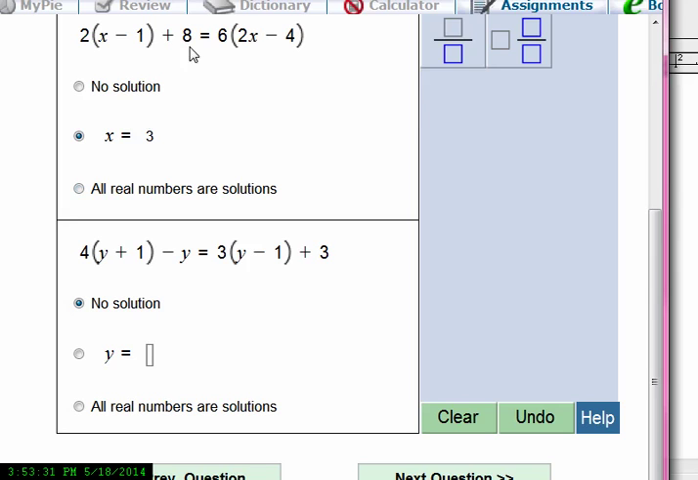And if you get one where the variable does not disappear, i.e. x equal to 3, then you know that you just select the middle one and then select the value for which x equals.